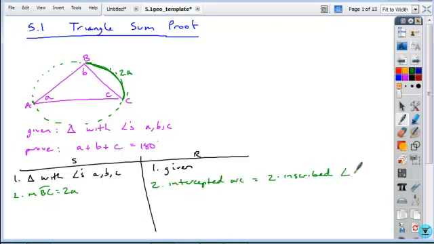Okay, so this was one of the relationships that we talked about in the last chapter, in chapter 4. And so we know that that's the case for arc BC. What about arc CA? The measure of arc CA is going to equal what? So its inscribed angle is B. So this intercepted arc is going to be 2B.